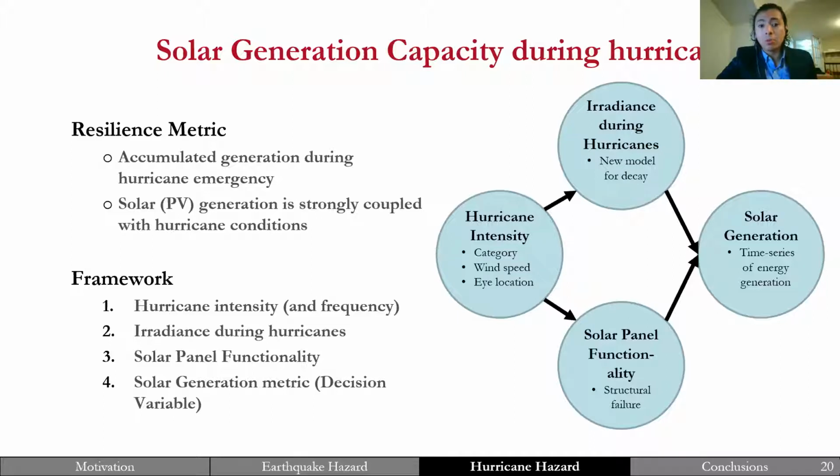And then we're going to couple that, as I said, with solar panel functionality, vulnerability based on their structural failure driven by high wind conditions. And at the end, we're going to measure solar generation as a time series of what happens after a few days after the hurricane makes landfall. And now I'm going to walk you through each of these steps here.